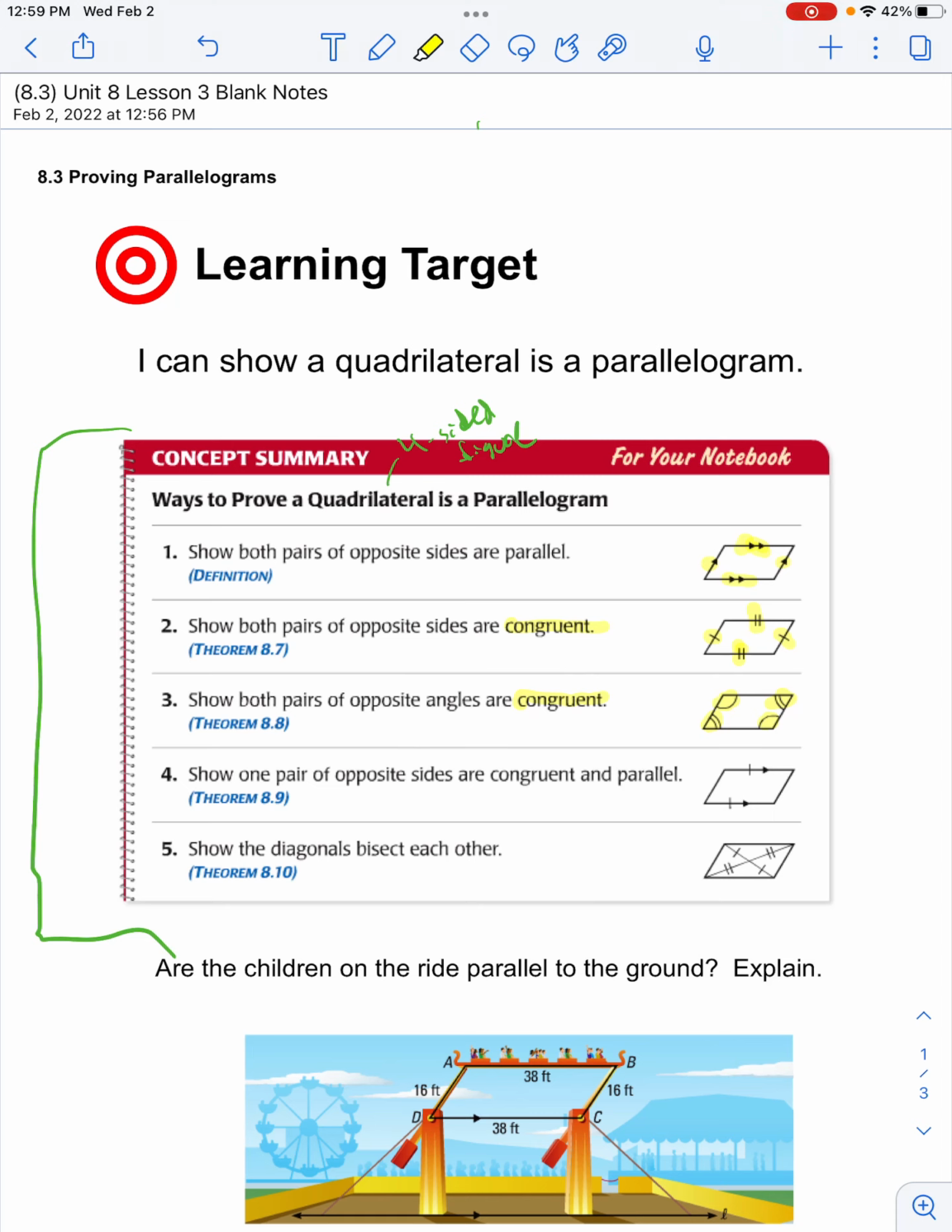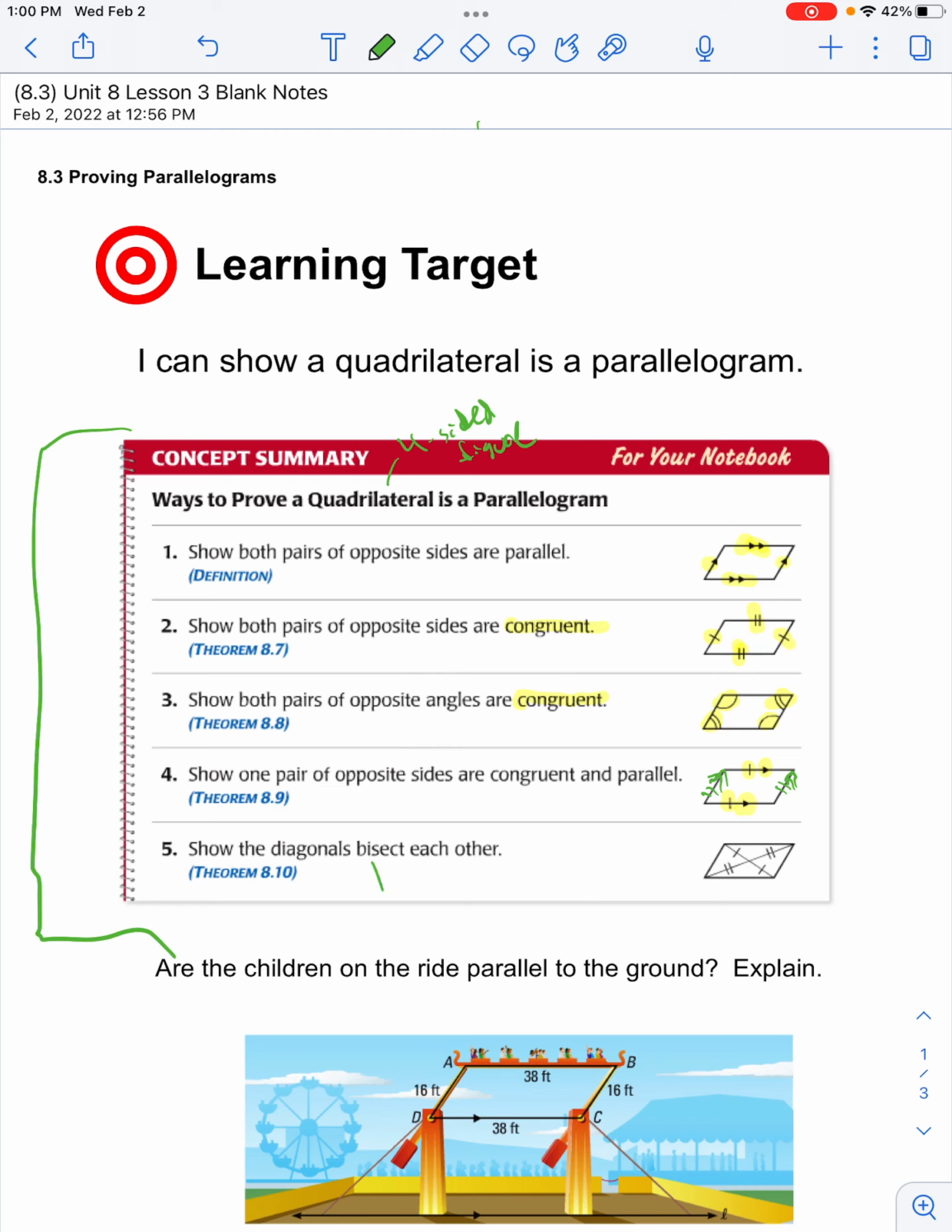Fourth, show 1 pair of opposite sides are congruent and parallel. We're combining the 2: we've got this congruent one and we have this parallel. Then by definition, these will also have to be congruent and these would also have to be parallel. There's no other way that these 2 sets of lines could be congruent and parallel if the other 2 sets weren't congruent and parallel.